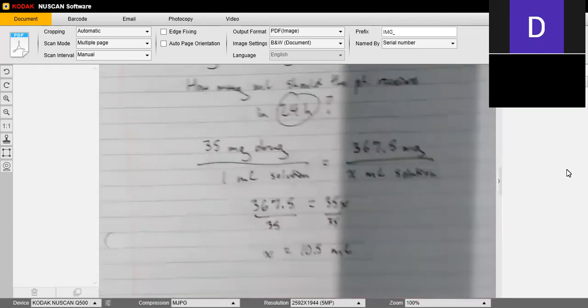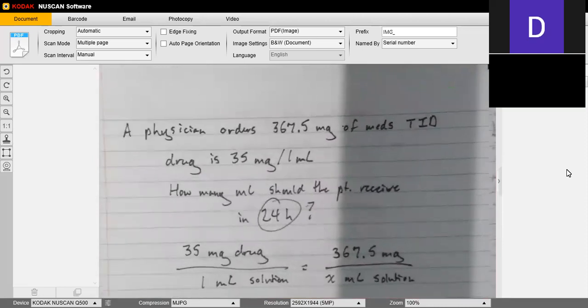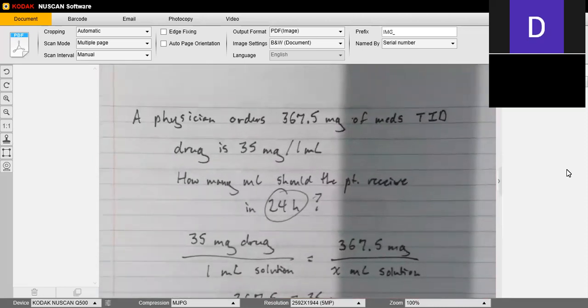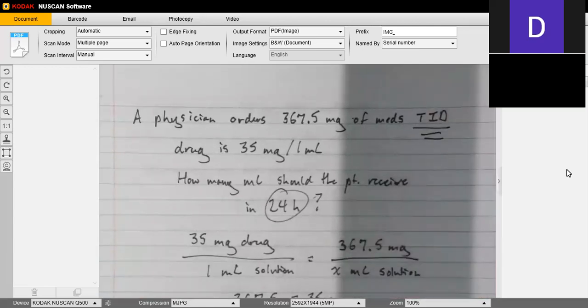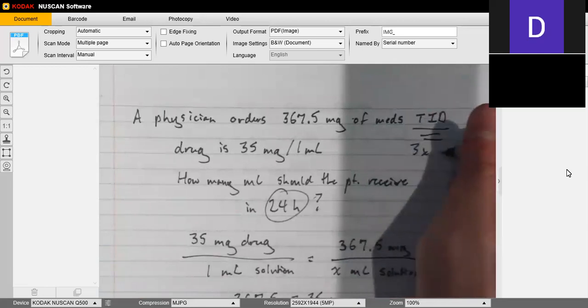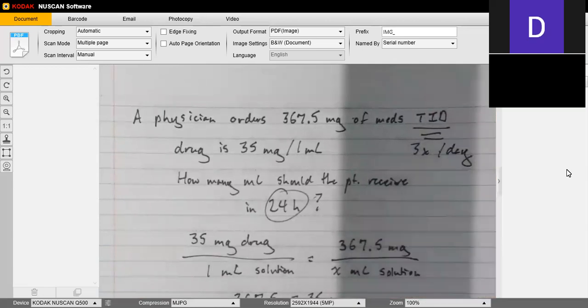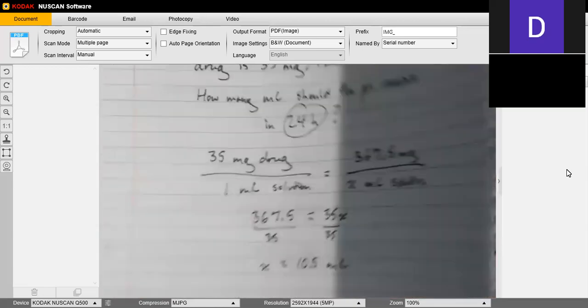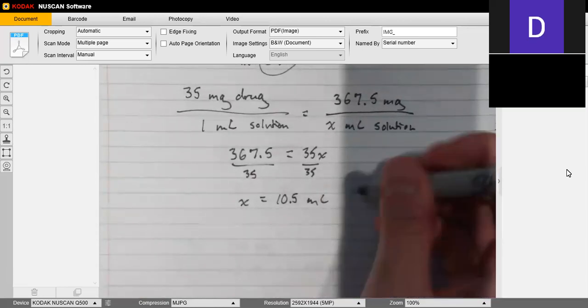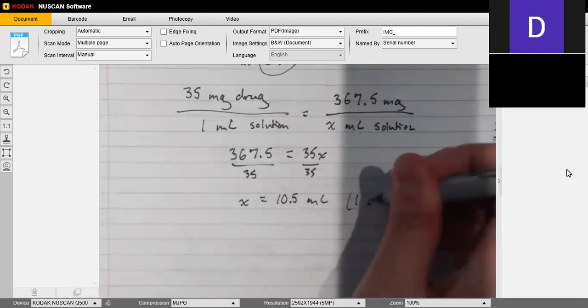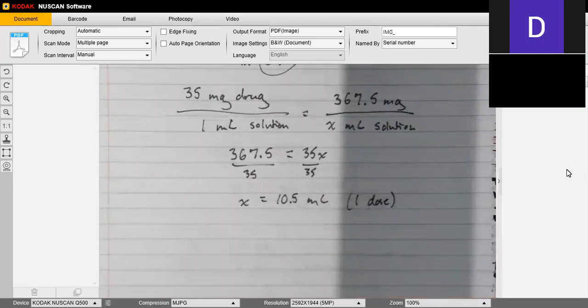Wrong. Let's look at the problem again. Physician orders 367.5 milligrams of drug to be given TID. TID, that's 3 times per day. So what we just calculated is 1 dose, right? This is 1 dose of that medication.